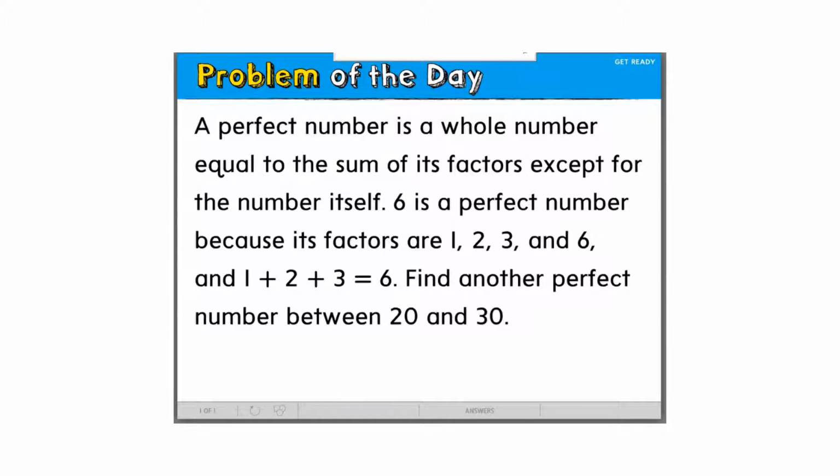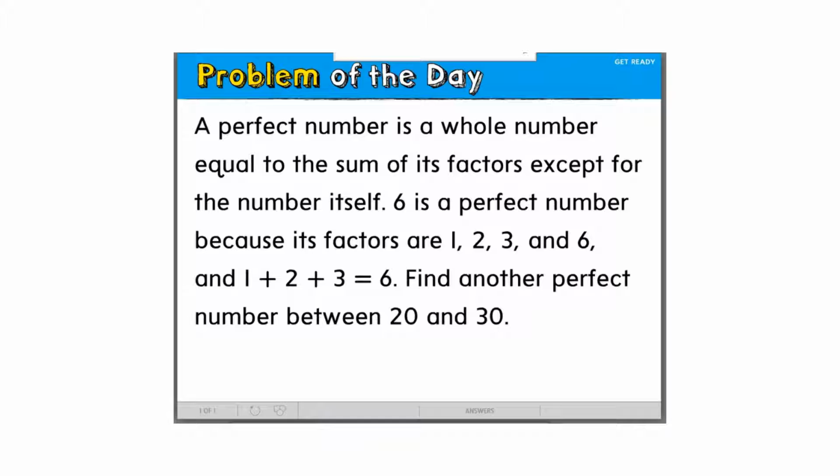So here's your problem of the day, just to get you thinking. Although I've been talking about patterns for a few minutes, this one doesn't really have to do with patterns. So remember, problem of the day sometimes is different. Okay, here's what it says. A perfect number is a whole number that is equal to the sum of its factors except for the number itself. Let's look at that again because that sounds confusing. A perfect number is a whole number that's equal to the sum of its factors except for the number itself. So 6 is an example of a perfect number because its factors are 1, 2, 3, and 6. 1 plus 2 plus 3 equals 6.